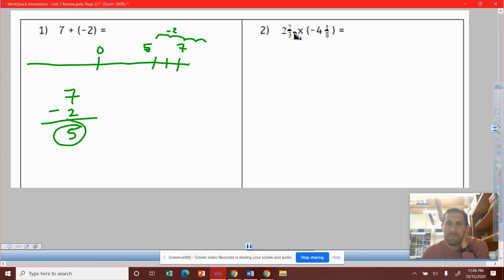Now we have a mixed number multiplied by another mixed number. When we're multiplying a positive times a negative, we should understand that that answer is negative. So my final answer, I'm going to put a negative already in there.